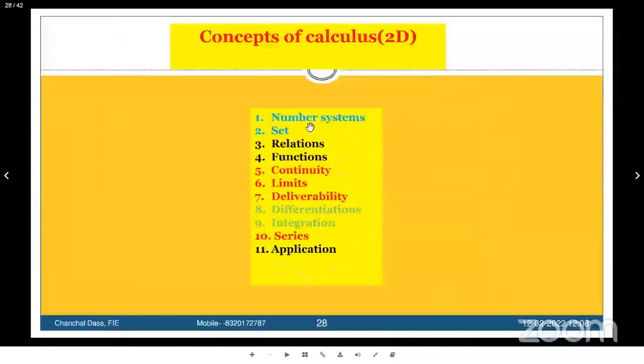Now I am trying to understand what topics are involved in calculus. If you see any calculus book, you will see that it starts with number system, then set, relation, function, continuity, limit, derivative, differentiability, differentiation, integration, series, and applications of all those things. Now a question comes. I have grouped these in three colors, and you can understand relation and function: there will be two sets of things, and we want to establish a relation between them, and that relation is the function.